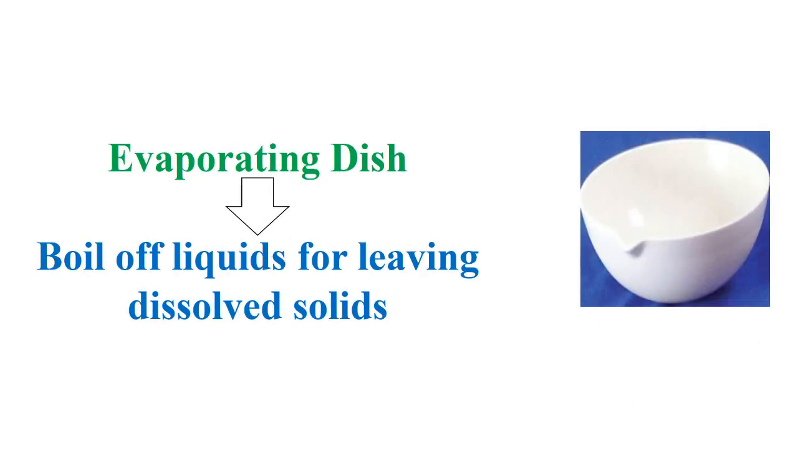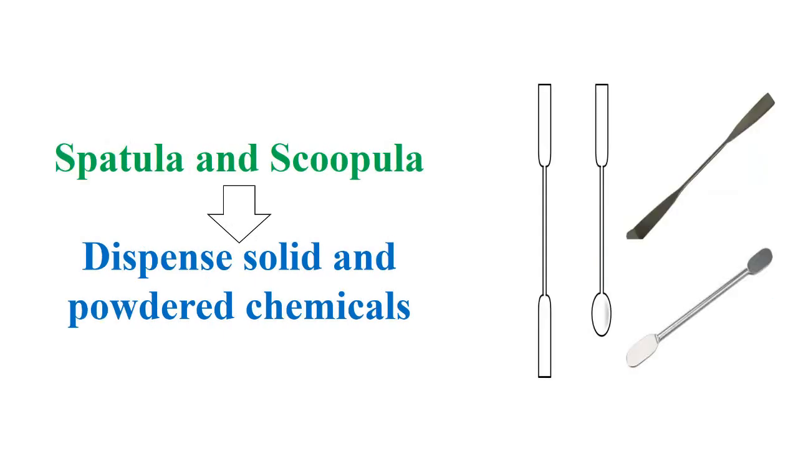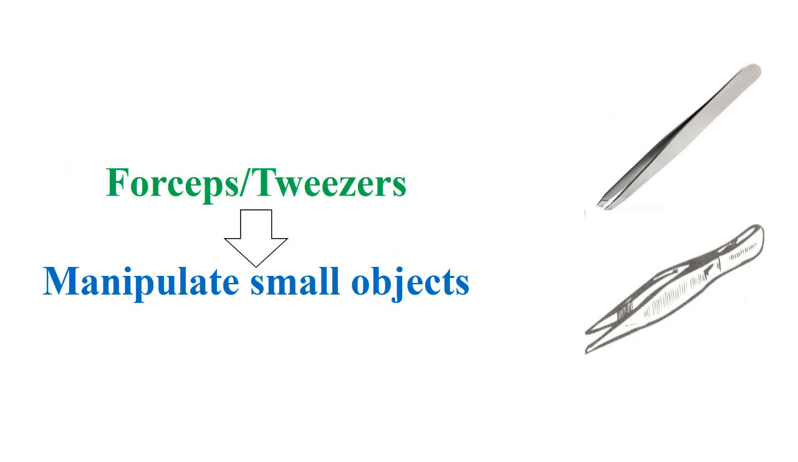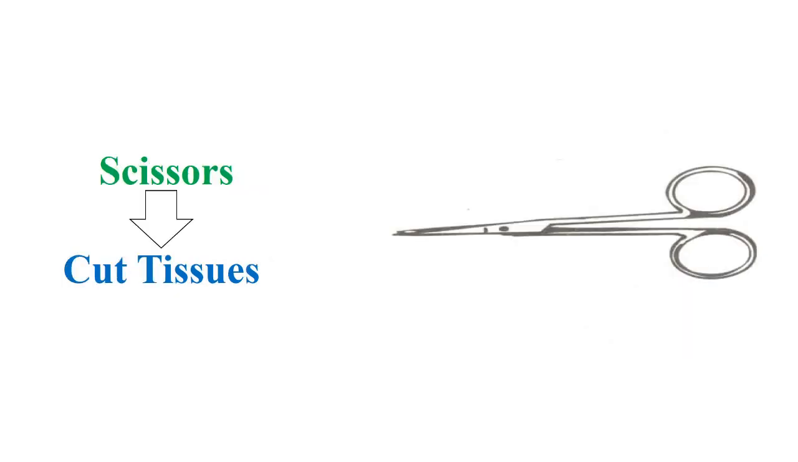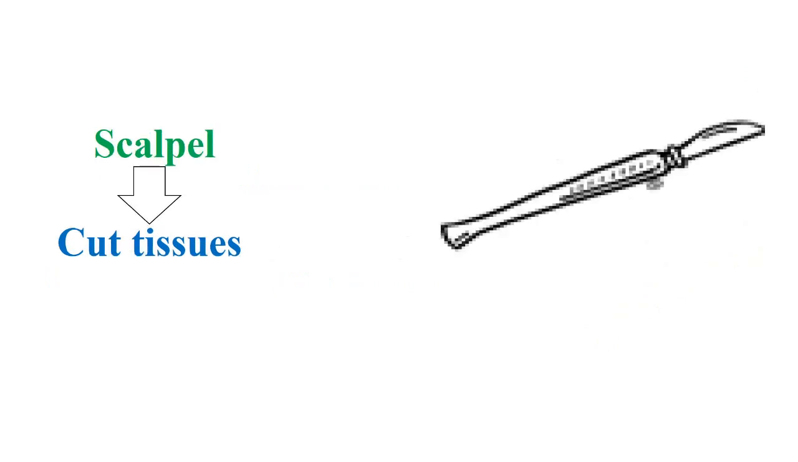Evaporating dish, used to boil off liquids, leaving dissolved solids. Spatula and scoopula, used to dispense solid and powder chemicals. Forceps or tweezers, used to manipulate small objects. Scissors, used to cut tissues. Scalpel, used to cut tissues.